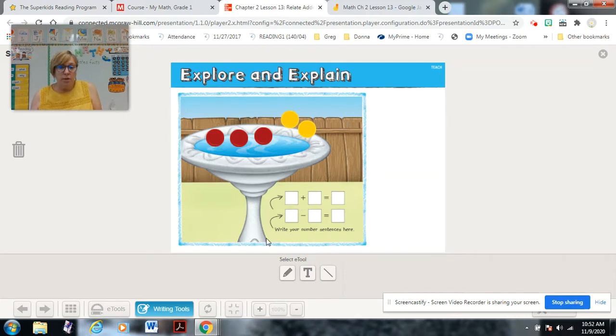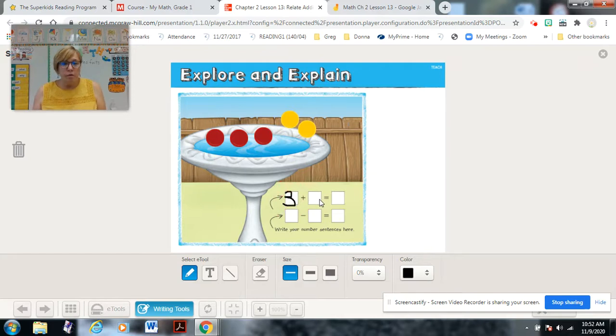That's right, addition. So I am going to write that the 3 is here. All right, and then 2 more flew to the bird bath. How many birds are at the bird bath together? 1, 2, 3, 4, 5. Very good. So there's 5 birds in the bird bath.